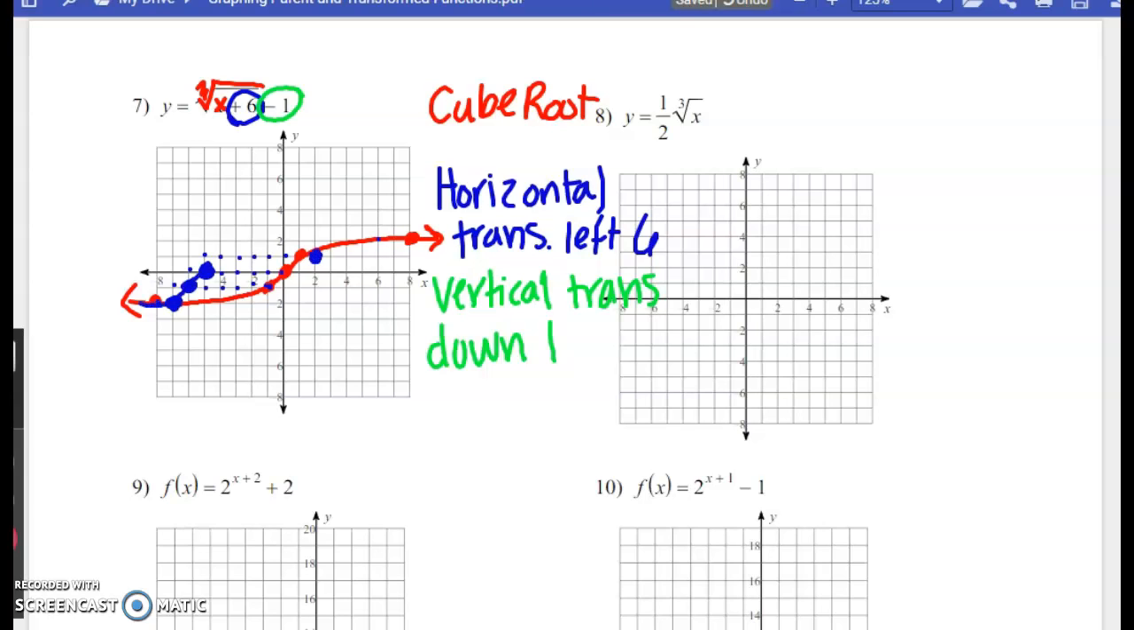And I sketch in that same curve. So there's my transform function. Looks a little funny, but it's right. Keep in mind, these arrows on the left and right of the parent mean it goes on forever, so I'm kind of pulling this whole parent to the left and down. All right, let's look at number 9.